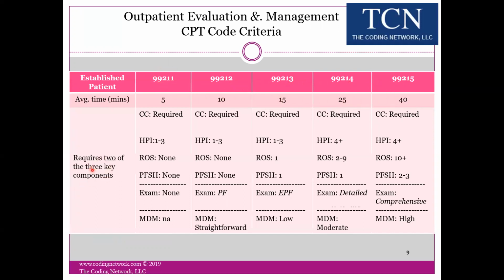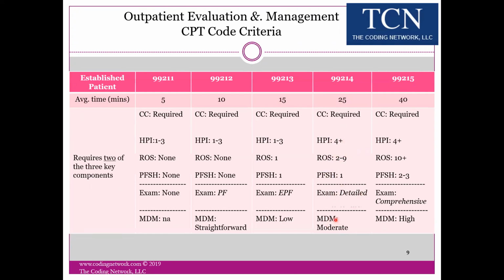You only need to meet the requirements for 2 out of the 3 key components. So let's just take a look at a level 4. Well, we know we need the chief complaint, but it's got the history elements here. So the HPI is 4, review of systems 2 to 9, past, family, and social at least 1. Second component is exam, needs to be detailed. Third component, medical decision making, moderate.